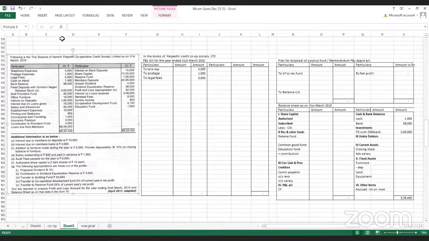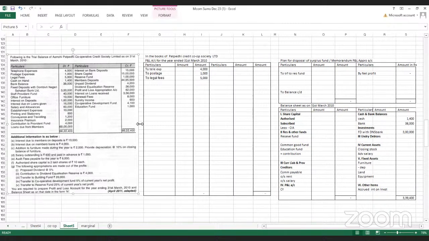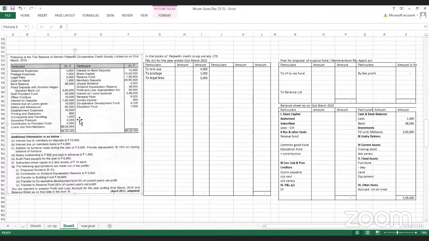Which side is it, debit or credit? Debit, they have given it on debit. This should not be a debit item, actually. Understood, any fund always has a credit balance. You check the credit side total. Yeah.